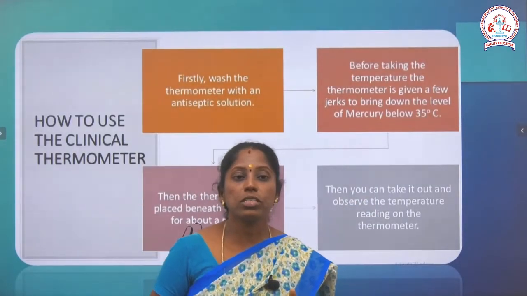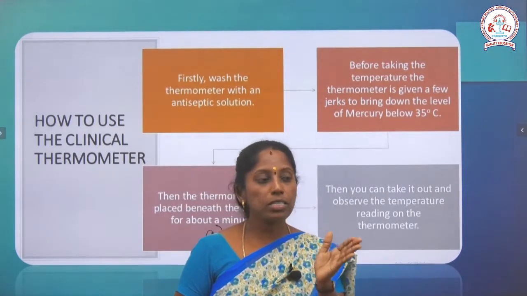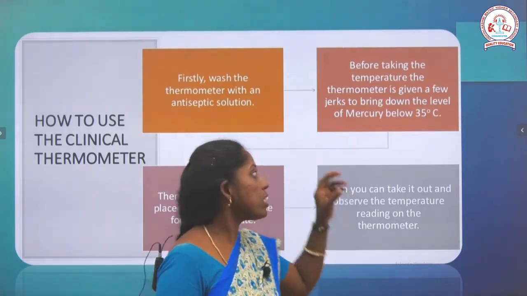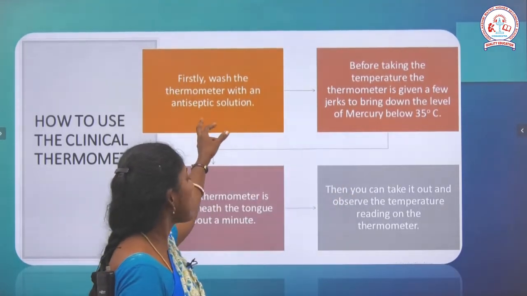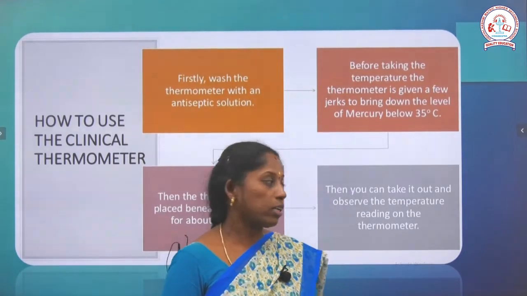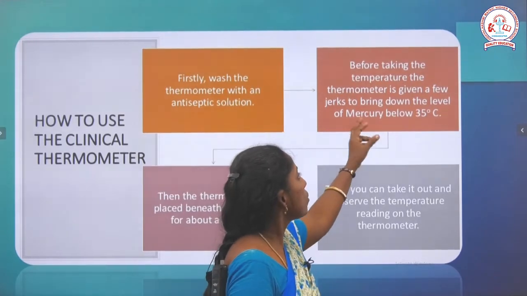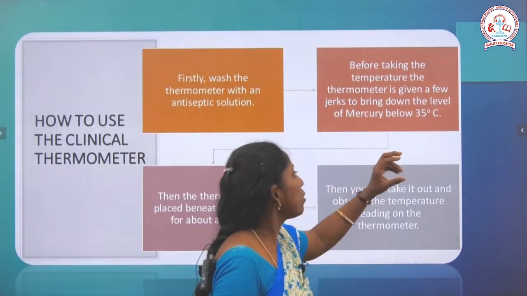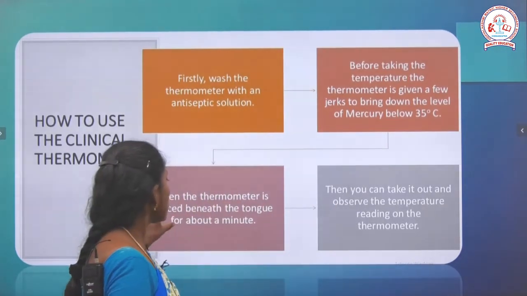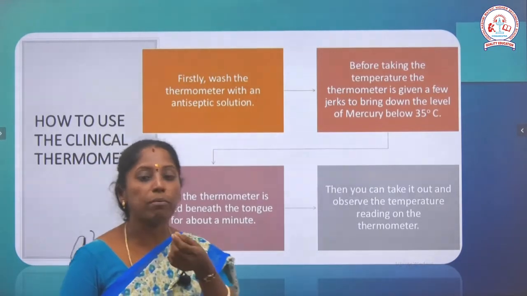Then next we will see how to use this clinical thermometer. I told you before that it varies from person to person. So we should wash it before and after use with an antiseptic solution, or otherwise we can use hot water. Next, before taking the temperature, the thermometer should be given a jerk so the reading goes below 35 degrees. Then we can place this thermometer under the tongue for 1 minute.